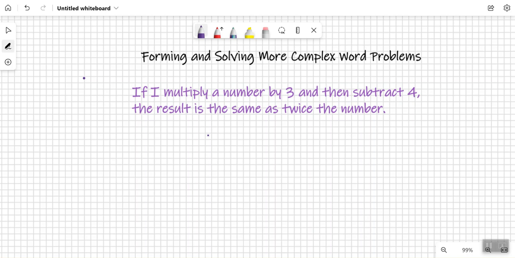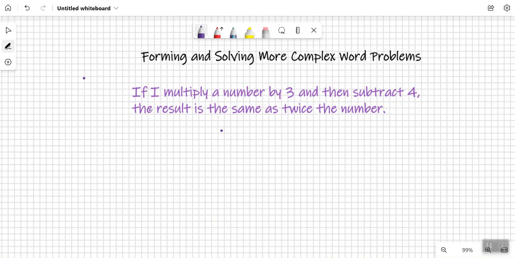So this is forming and solving more complex word problems. Again, it's the same principles that we've been looking at in the last couple of lessons, but in this case, they're just a little bit more complex. But again, the process is exactly the same. So we need to be able to take this word problem here, and we need to be able to turn it into an algebra expression, and then we need to be able to solve it.